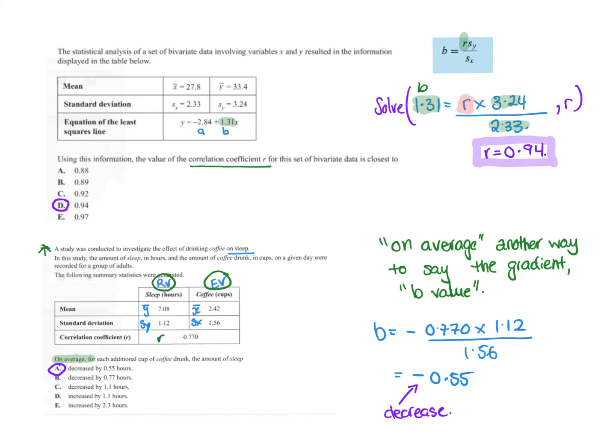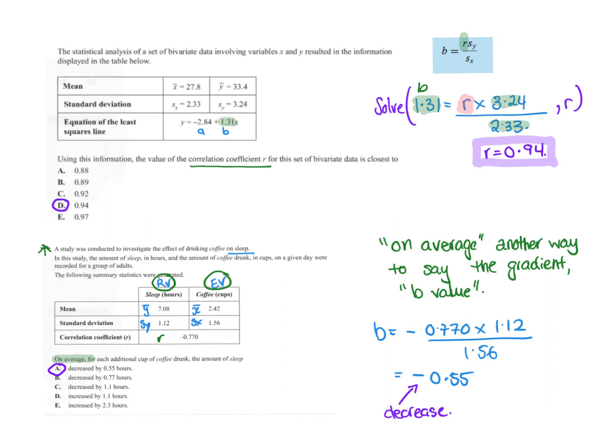Now, the question says, on average, each additional cup of coffee drunk, the amount of sleep. So when you see the words on average, that is another way of saying the gradient. When you describe the gradient, you generally are saying that this equation is changing by this much for every bit. So on average was a way of saying they wanted the B value.